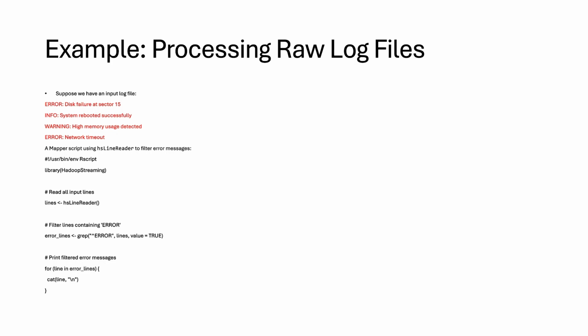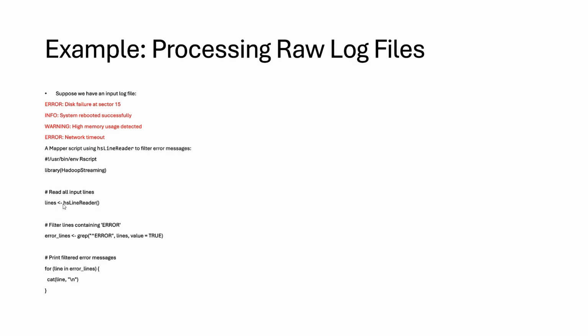Okay, then we have the HS line reader function. The function will read all the lines from the standard input using stdin, and store them into a character vector. That's why we have this line reader function.